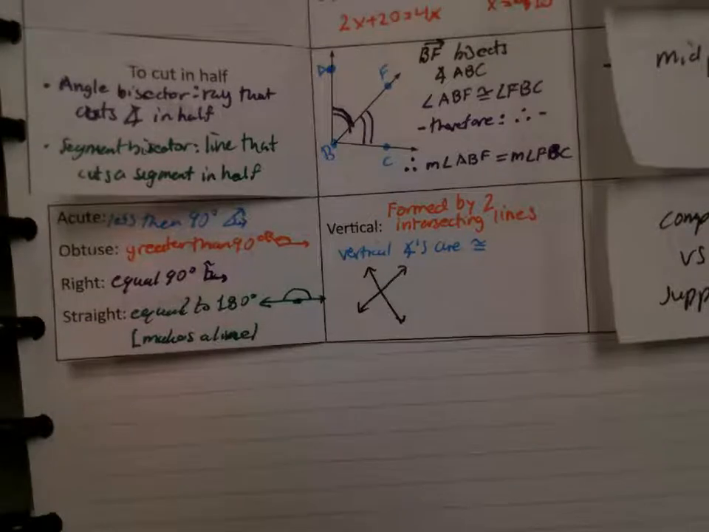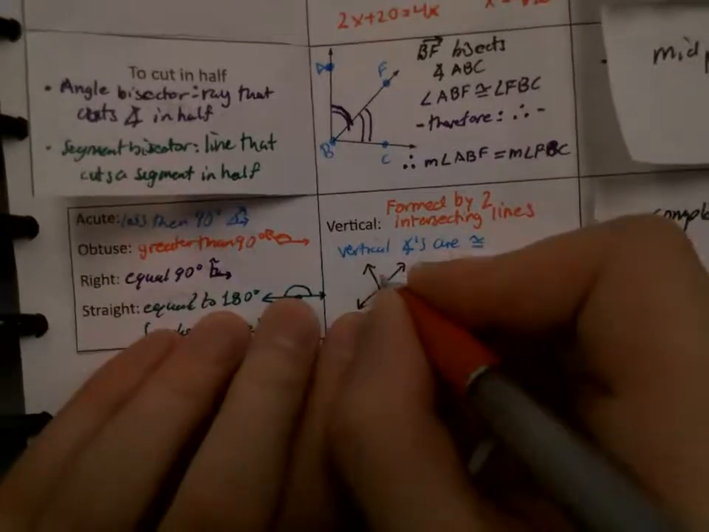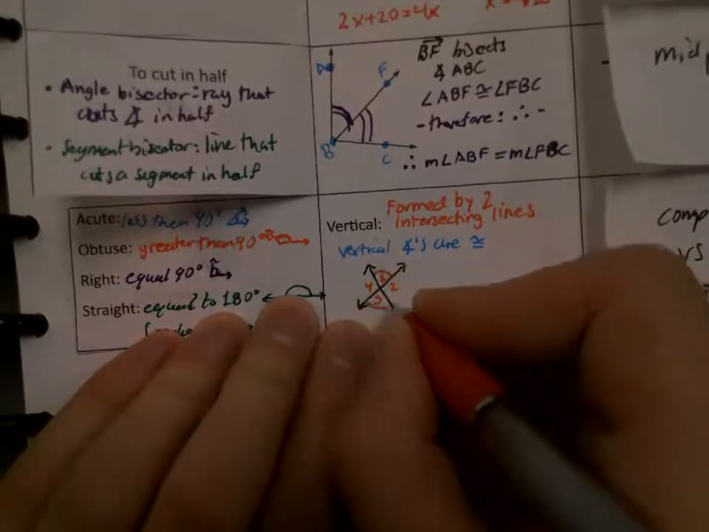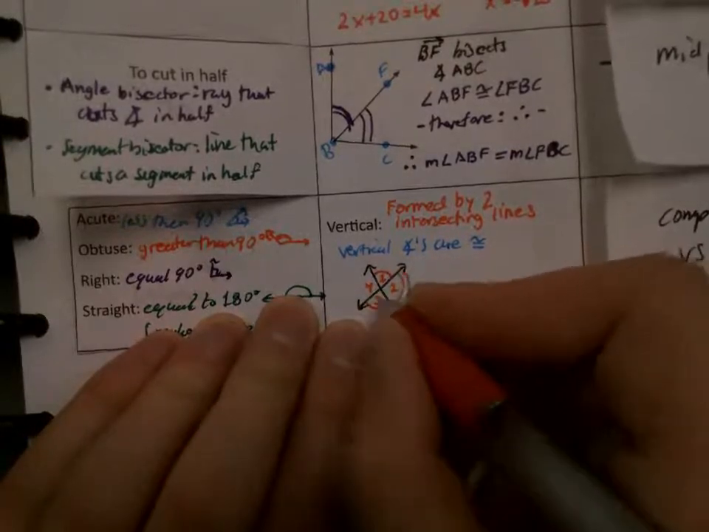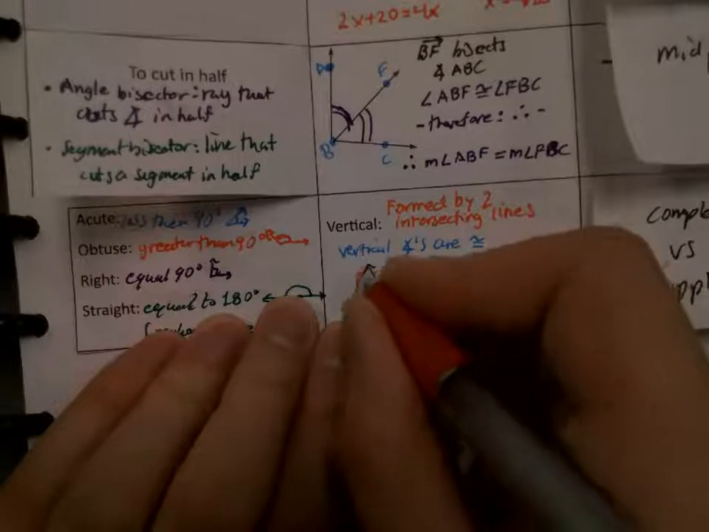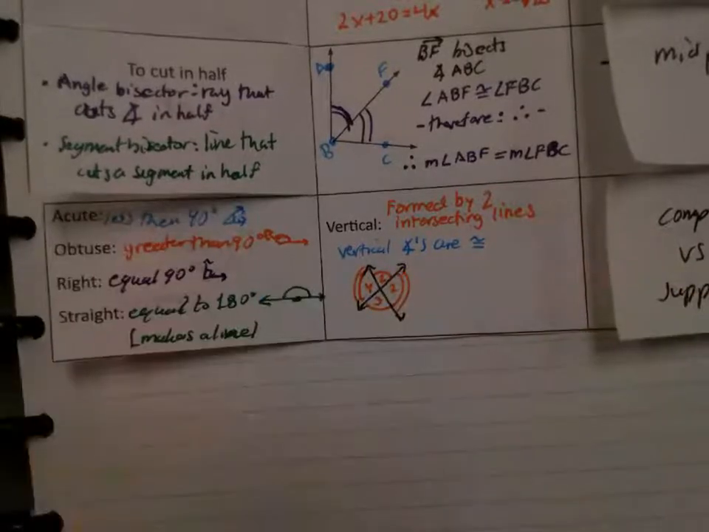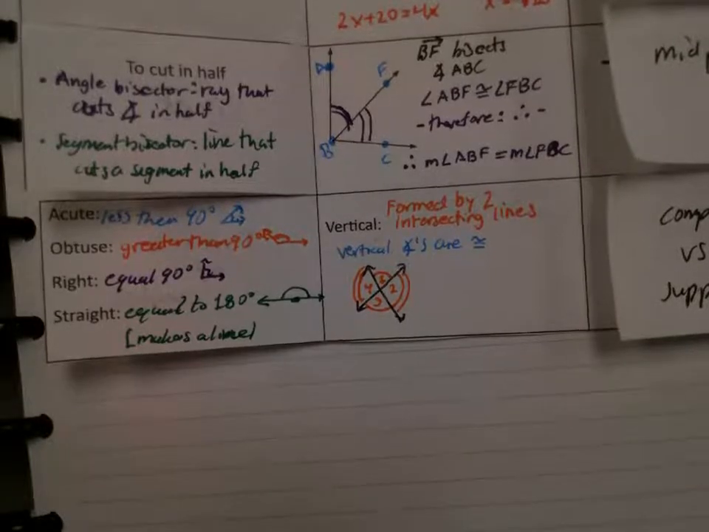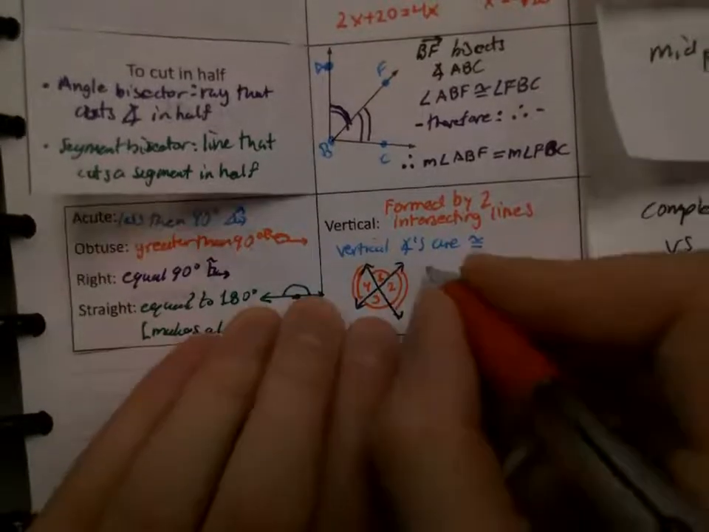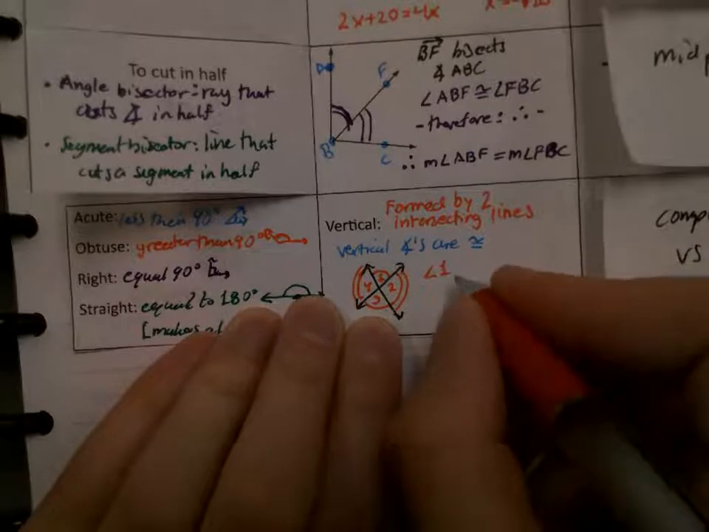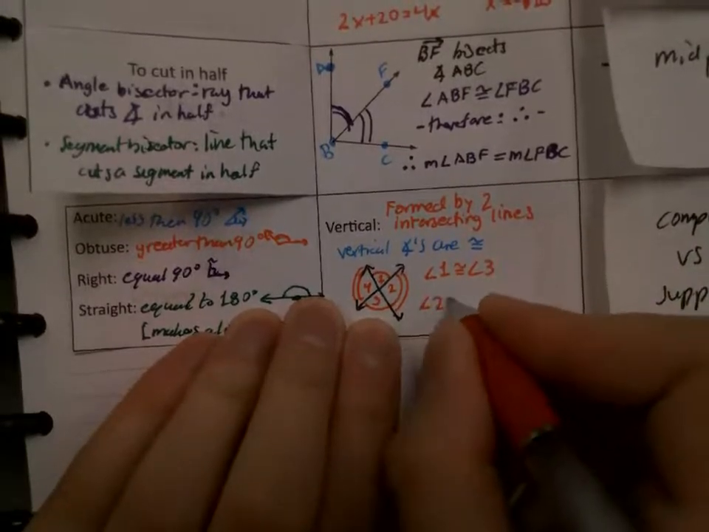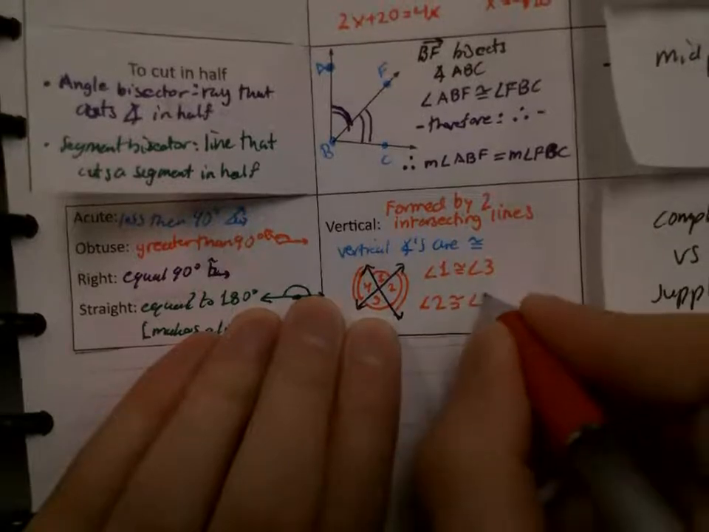If I have these angles here and I label them 1, 3, 2, and 4, 1 and 3 are congruent to each other, and 2 and 4 are congruent to each other. Beneath equal to 180 degrees makes a line. So the statement would be that angle 1 is congruent to angle 3, and angle 2 is congruent to angle 4.